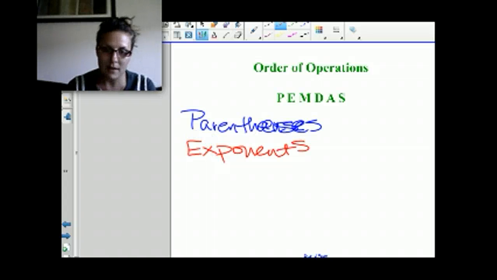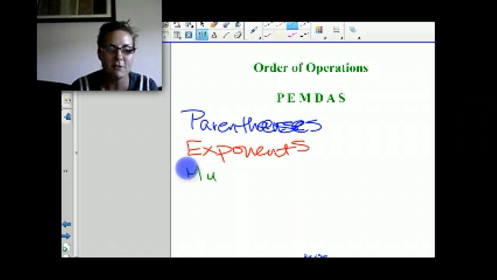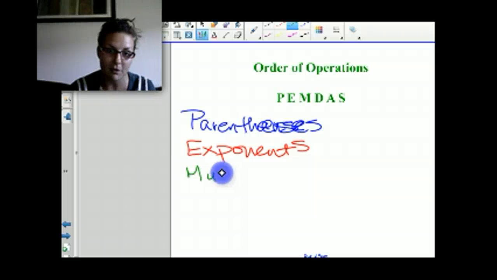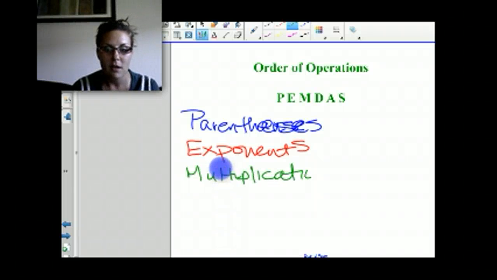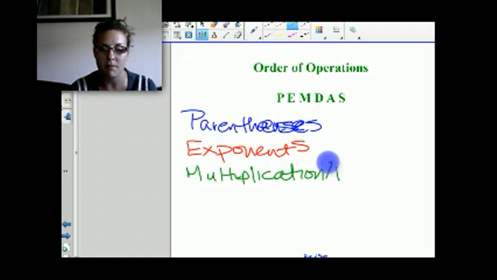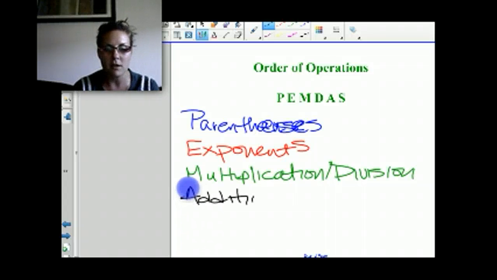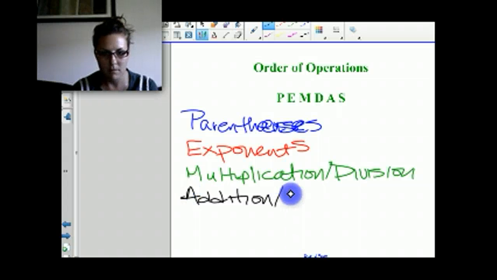Now, the M and the D stand for multiplication and division, which are done left to right. You don't always multiply first. Sometimes you will divide first. It always goes left to right. So multiplication, division, all in the same step. And the same applies to the A and the S, which are addition and subtraction, always done left to right.